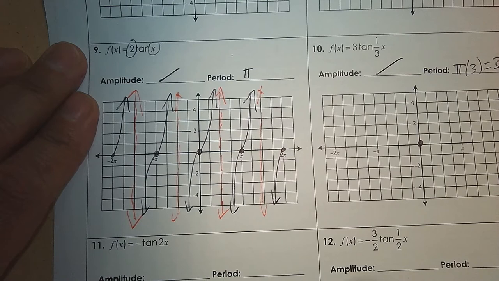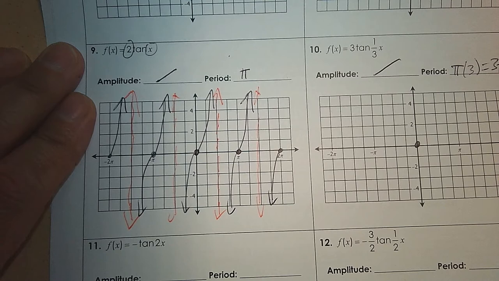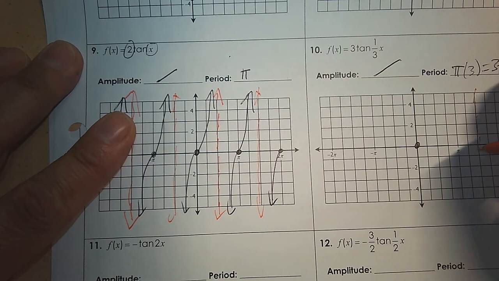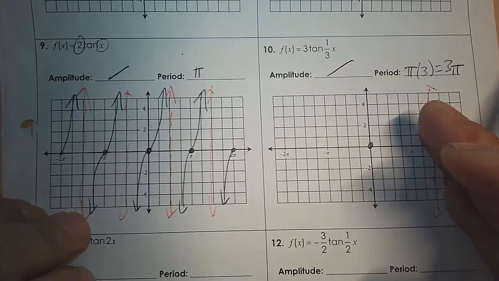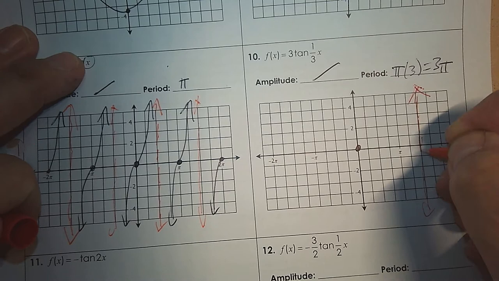So half of 3 pi is 1.5. So at 1.5, this one's no good either. All my red pens. Maybe this red pen will work. At 1.5, we have an asymptote. In this direction, at -1.5, we have an asymptote.